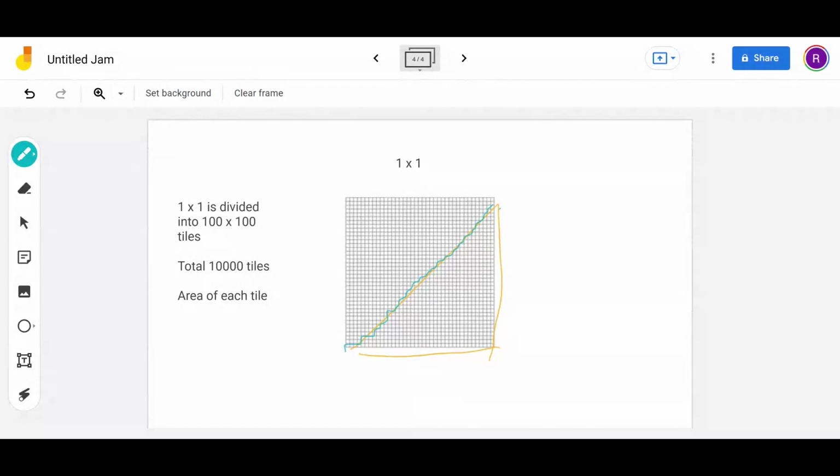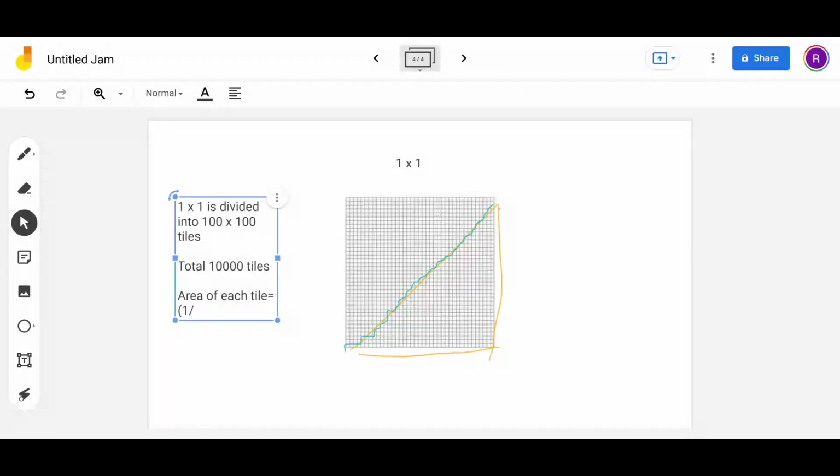0.001. Yeah, how did you get that? Tell me, how did you get that? The side of the square is 1 by 100, sir. Yeah. So 1 by 100 whole square is equal to 1 by 10,000, sir. So the area of 1 square is equal to 0.001, sir. Exactly, yes.